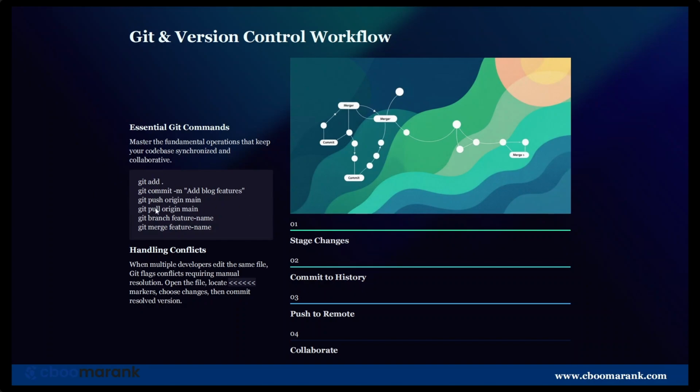We have here the essential Git commands. Master the fundamental operations that keep your code base synchronized and collaborative. First of all, we are going to say git add, then git commit with a message, the reason we make those commits. Then we push to origin main. Then we pull origin main, then git branch feature name, and then git merge feature name.